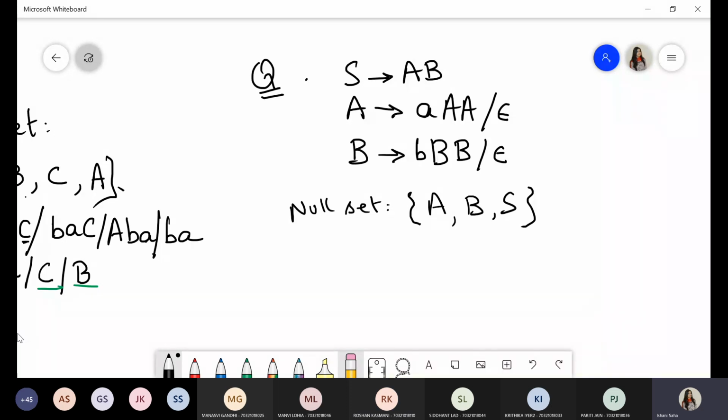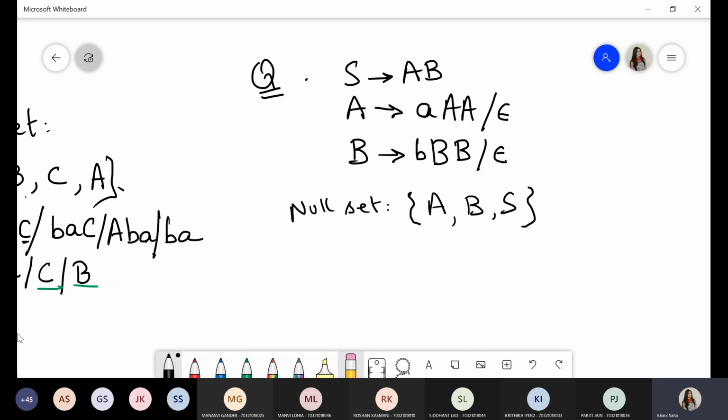Whenever the start symbol is a part of your null set, the grammar will have one null production, and that null production would be from the start symbol. From any other production, it is not correct. You cannot leave it like this. We can just write it in the start symbol.